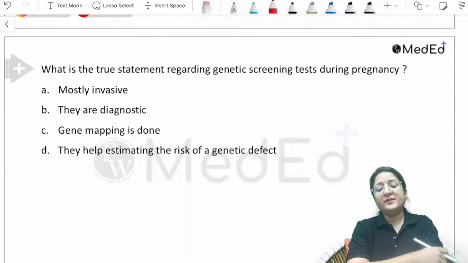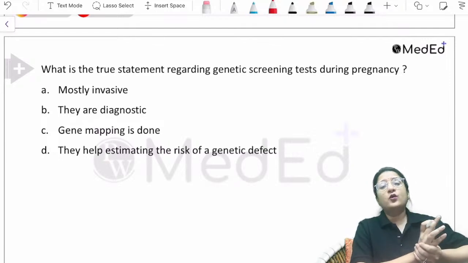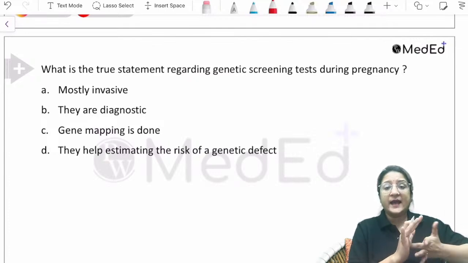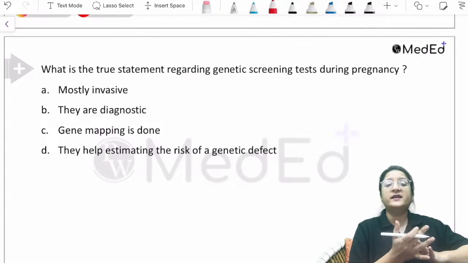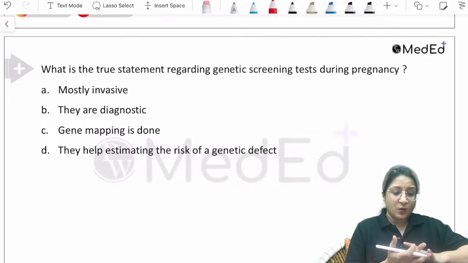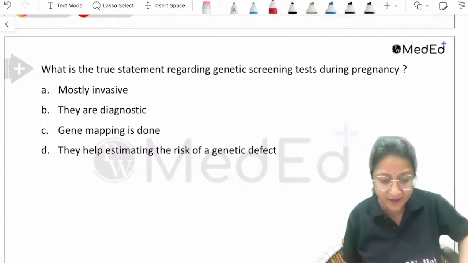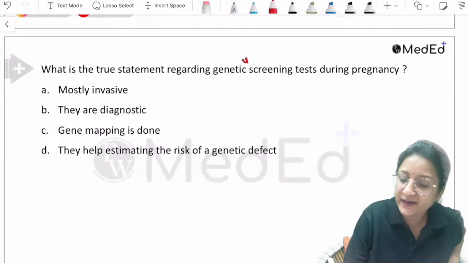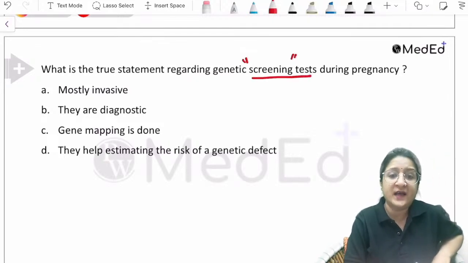Now, what is the true statement regarding genetic screening tests during pregnancy? This is a previous year INI-CET question. The options: it's mostly invasive; they are diagnostic; gene mapping is done; they help estimating the risk of a genetic defect. You have to identify the true statement. They're talking about aneuploidy screening tests, right?